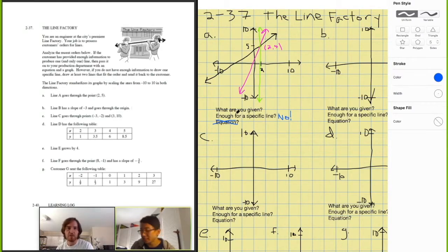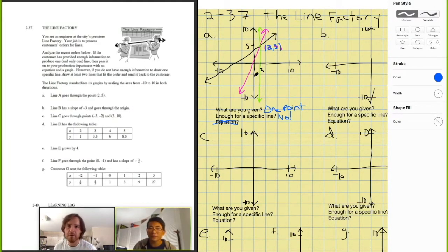Exactly. So what were we given in this problem? In this order, we were only given that the line has to pass through that 1 point, 2,5. So we were just given 1 point, and through 1 point, that's not enough information to draw one and only one specific line. So not good. Definitely agree.